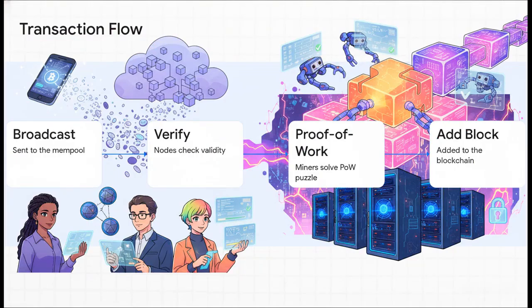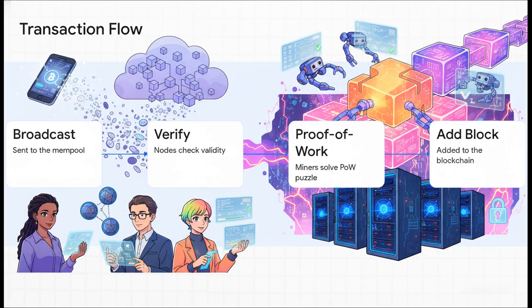Okay, let's break down the exact architecture flow of how a transaction actually works under the hood. Step 1. You send a transaction and it's broadcasted to this sort of waiting room called the mempool. Step 2. Nodes verify its validity. They check that you actually have the funds using what's called the UTXO model, which is essentially making sure your digital coins haven't been spent yet.